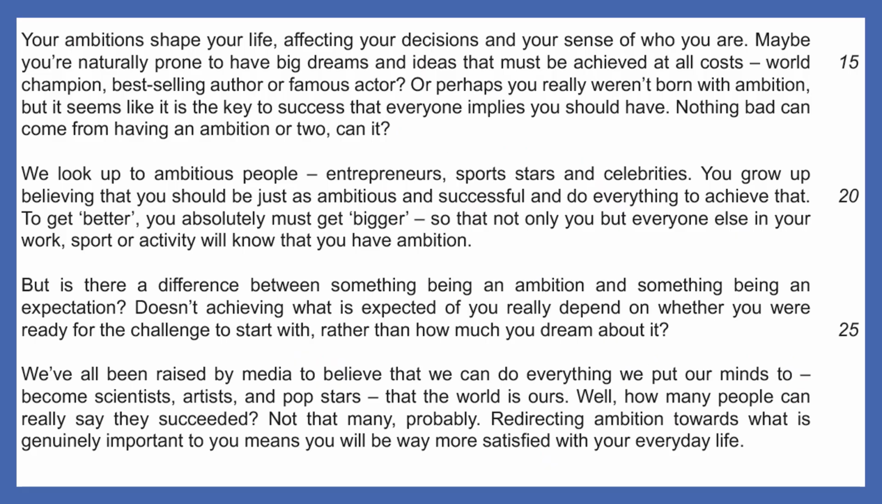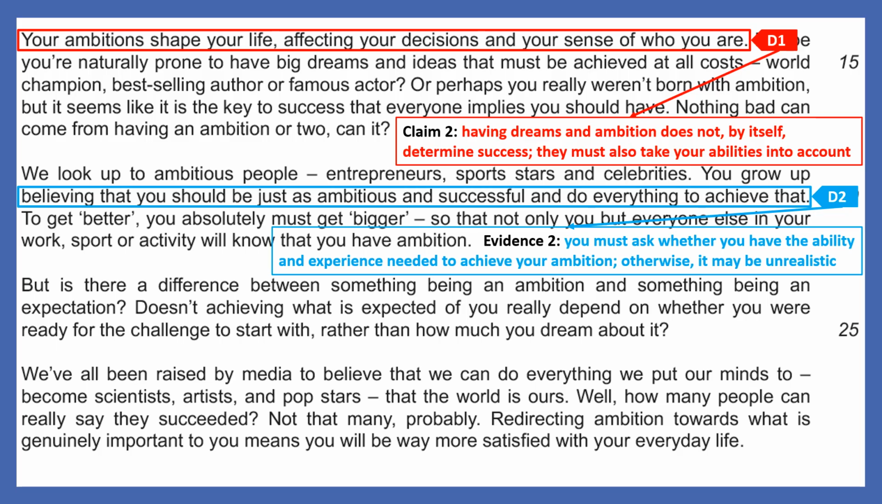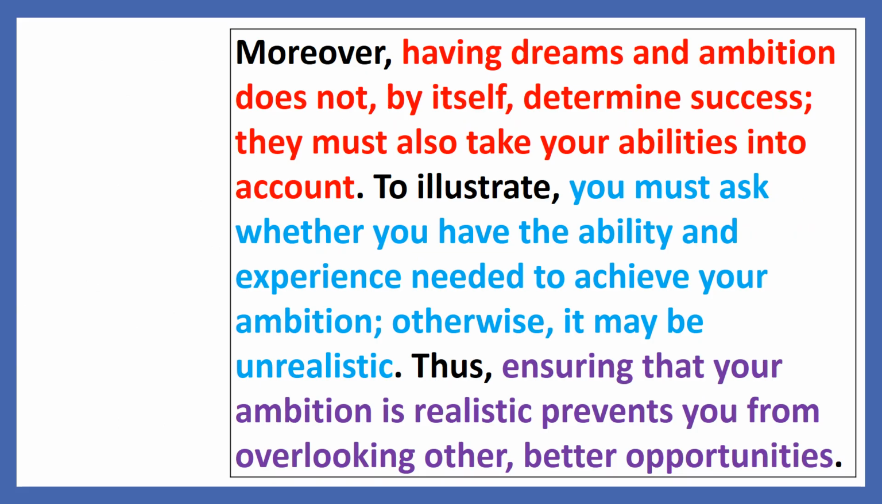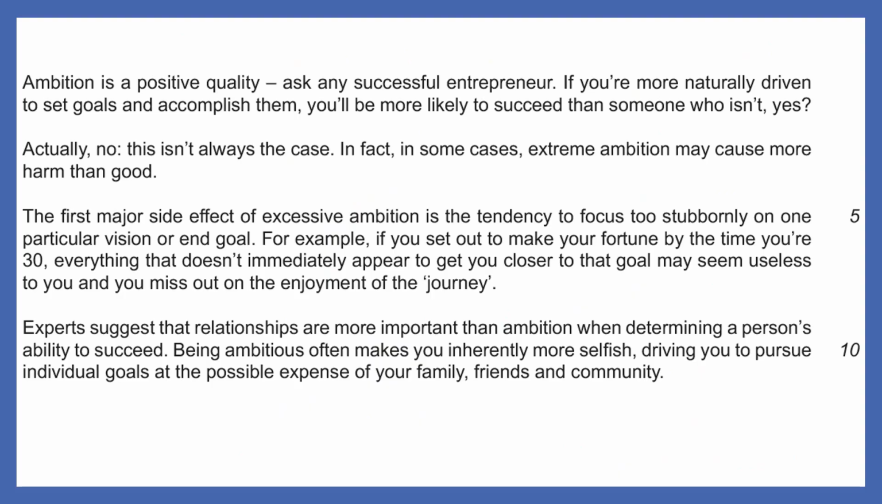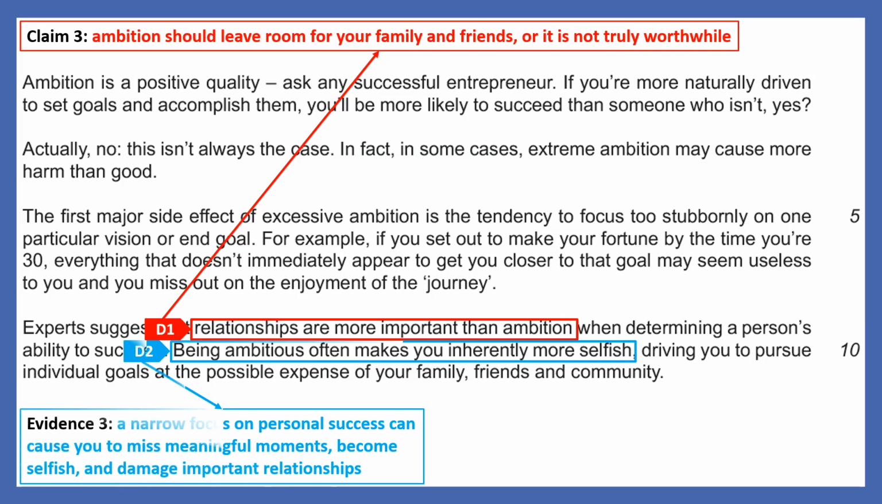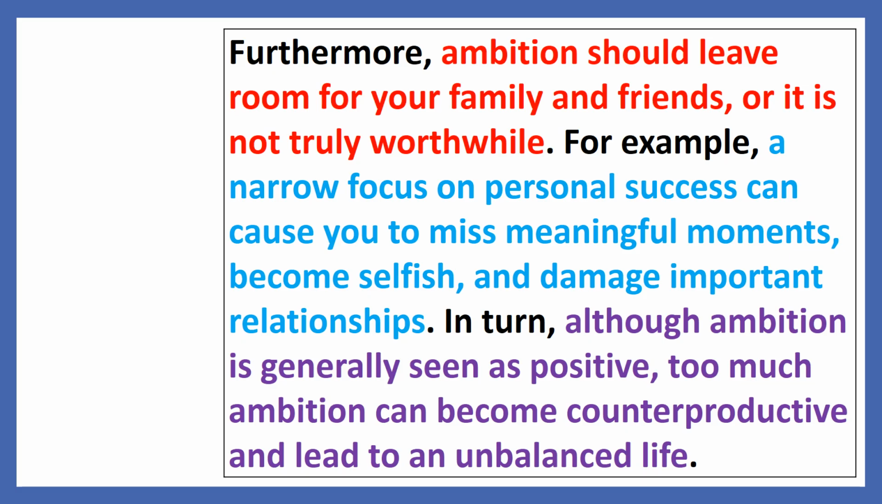Continue reading the text and annotating the relevant details. Detail 1 can be developed into claim 2. Detail 2 can be developed into evidence 2. Detail 3 can be developed into result 2. The final draft of your second body paragraph should be structured as follows. A clear claim, relevant evidence, a clear result. Follow the same procedure. Detail 1 can be developed into claim 3. Detail 2 can be developed into evidence 3. Detail 3 can be developed into result 3. The final draft of your third body paragraph should be structured as follows. A claim, evidence, a result.